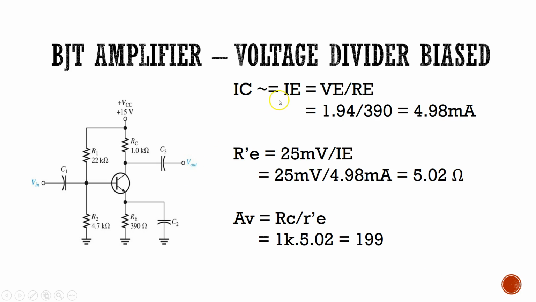Since IC is approximately equal to IE, which is VE over RE, we got 4.98 milliamps. R prime E is going to be equal to 25 millivolts over IE, which is 4.98 milliamps, so 5.02 ohms. We can then find our voltage gain with RC over R prime E. Now a little typo in here, please forgive me. 1K over 5.02 ohms gives us a gain of 199.